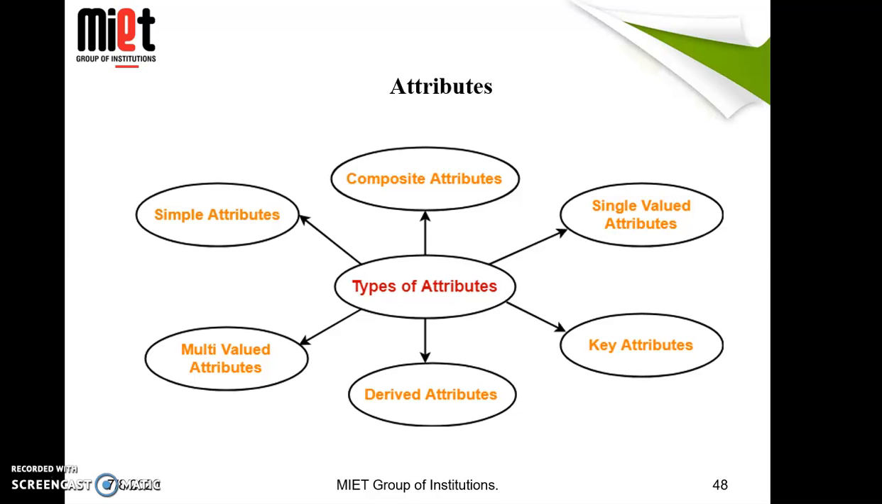So an entity consists of attributes, and there are different types of attributes like simple attribute, composite attribute, single valued attribute, key attribute, derived attribute, multi-valued attribute.